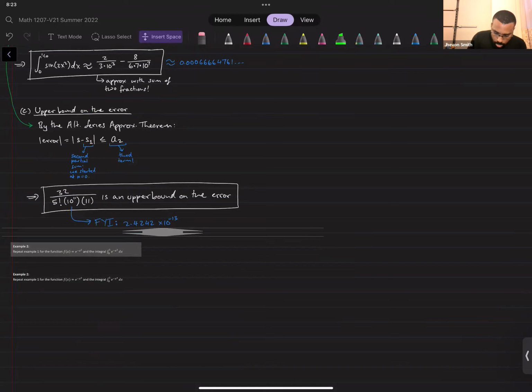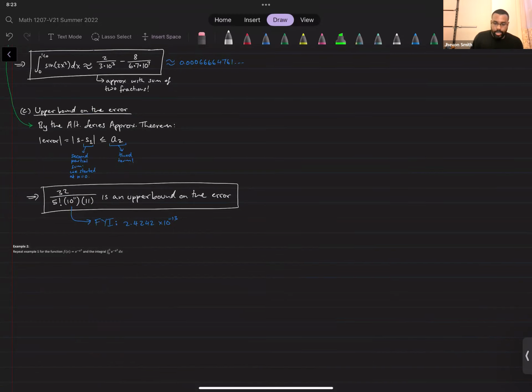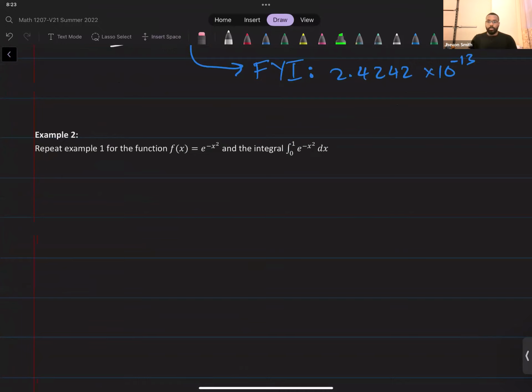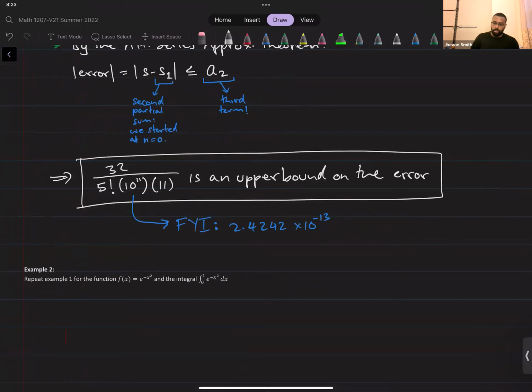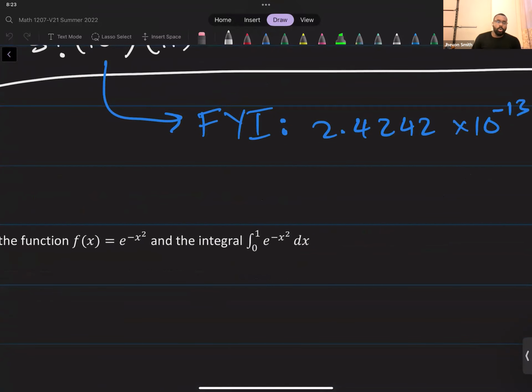Okay. It's a very important problem type, so I have a second example that's very similar. Going to do essentially the same thing, but here we're using the integral from 0 to 1 of e to the minus x squared. So we're going to find a Maclaurin series for it. We are going to evaluate the integral. We're going to approximate it with the sum of two fractions. We're going to say how far away from the actual answer we are. And that's how we're going to continue.